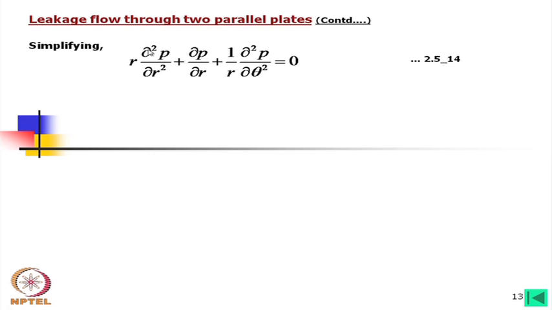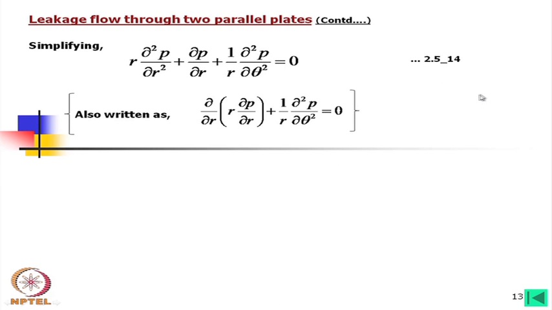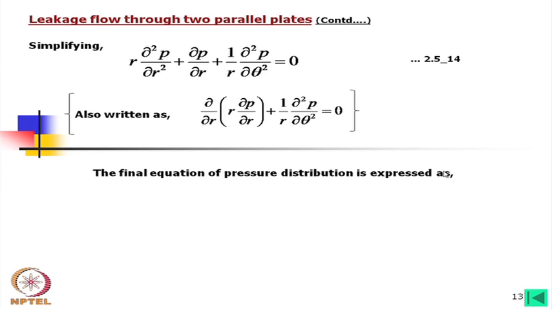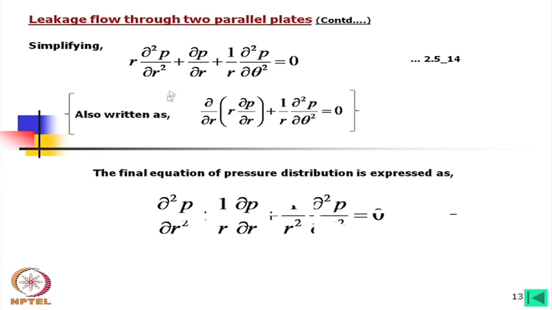So, this means that r del square p by del r square plus del p by del r plus 1 by r del square p by del theta square is equal to 0, which also can be written as del by del r of r dp by dr plus 1 by r del square p by del theta square is equal to 0. In many cases you will find the equation is written in this form. However, another form we can directly write from here: r we cancel out, dividing the whole left hand side by r, we get these equations. So, we will find the equation either in this form or in this form.